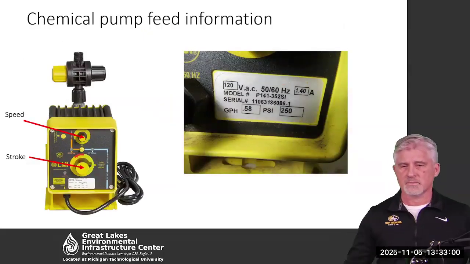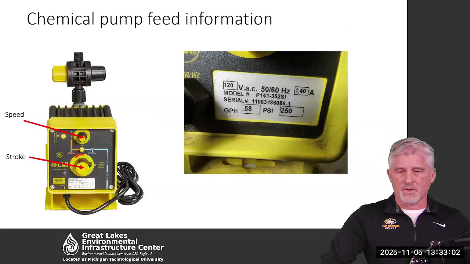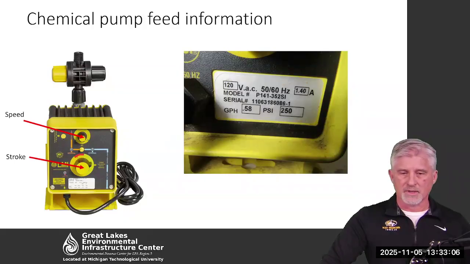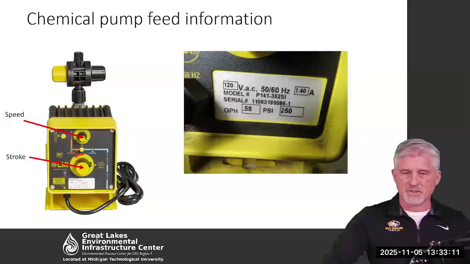So this is an example of one of the common pumps that's utilized for adding chlorine, especially for small systems. It's considered a positive displacement type of pump. You'll note that there are 2 dials on here, one for speed, one for stroke. The speed is how quickly the pump operates, and the stroke is how much chemical is added each time it operates, or the stroke goes through.